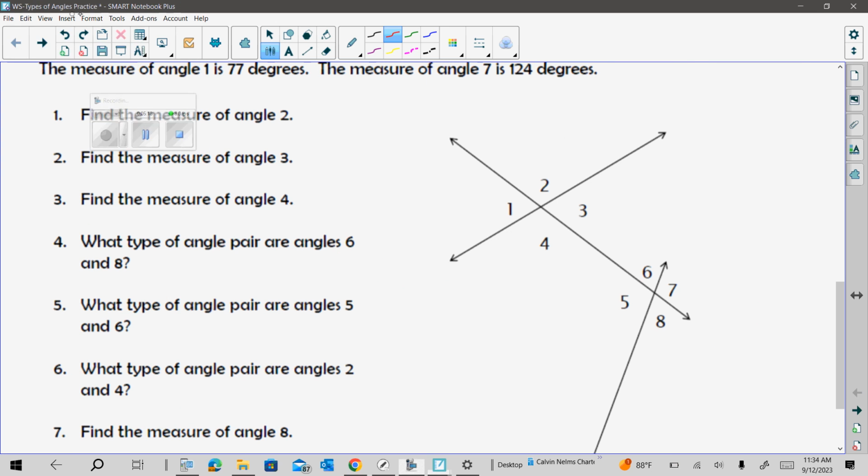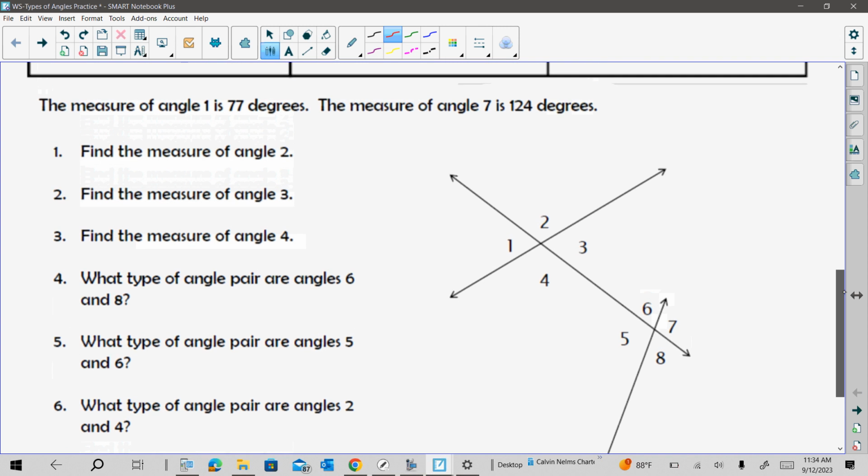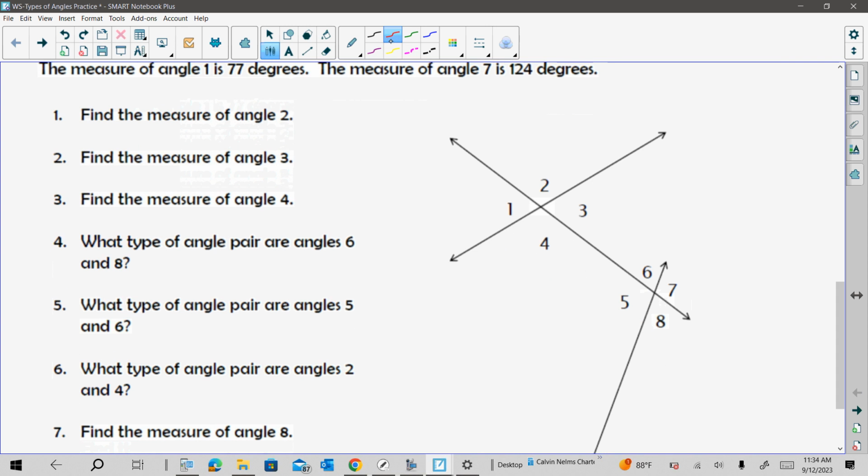I'm going to give you measuring. This is what you're going to have to do today a lot. Okay. So let me show you the key to this. Always mark given information. The measure of angle 1 is 77. So I find angle 1, it's right here, and I put the 77 outside that arc. Okay? So we mark angle 1. Is this okay? Then they also tell us angle 7 is 124. I find angle 7, it's over here, and it's going to be 124.